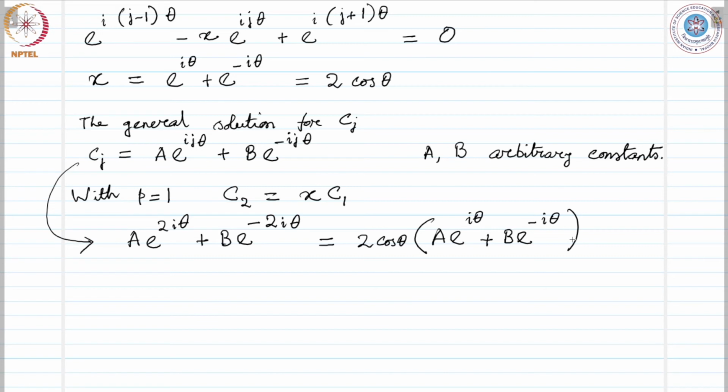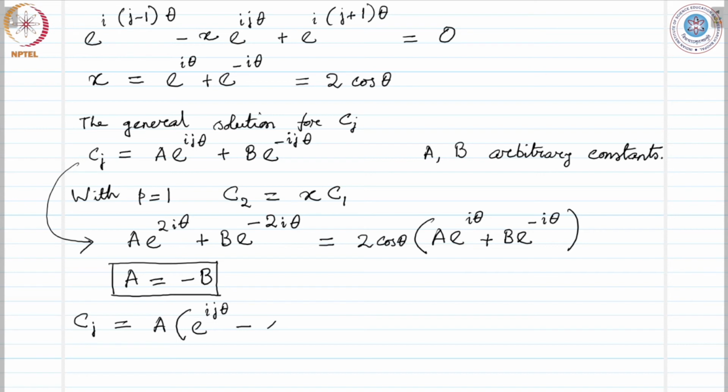This equation is satisfied if we set A equals minus B. That means wherever we have B, we will put minus A, and if we do that, then Cj becomes A e power I j theta minus e power minus I j theta. This is what we obtain. A is still an arbitrary constant and we did not determine its value so far.